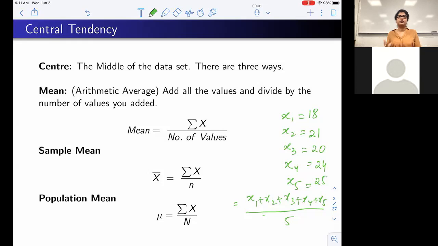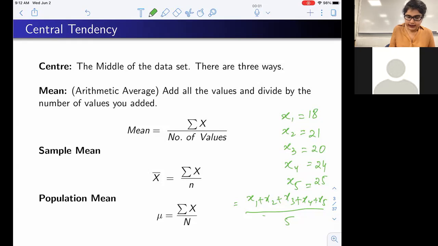So throughout this course, we are talking about sample and population. In the same case, if we are taking the mean for the sample, that will be a sample mean. If we are taking the mean for the population space, that is the population mean. So this is the general formula we use.